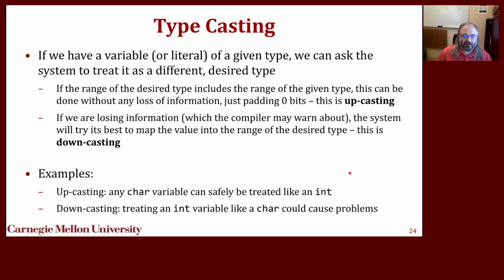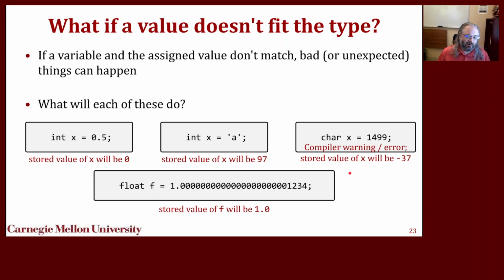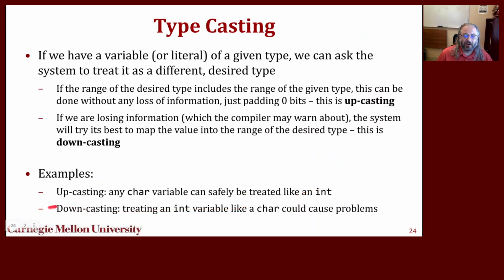Now, we can do casting implicitly, which both of these examples are, or we can do casting explicitly. Explicit casting, you simply take a value and you put parentheses with a type in front of it. So if I want to explicitly cast the value 1499 into a character variable, I would simply put char in parentheses in front of the value 1499. That's an explicit cast. That's telling the compiler, this is actually what I want to do. Don't give me a warning, just do it. And then the compiler will allow you to do a downcast without potentially throwing a warning.